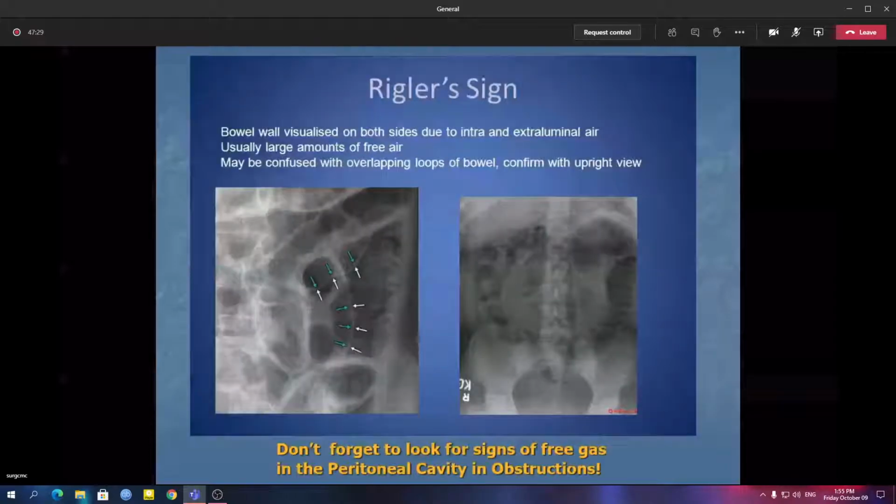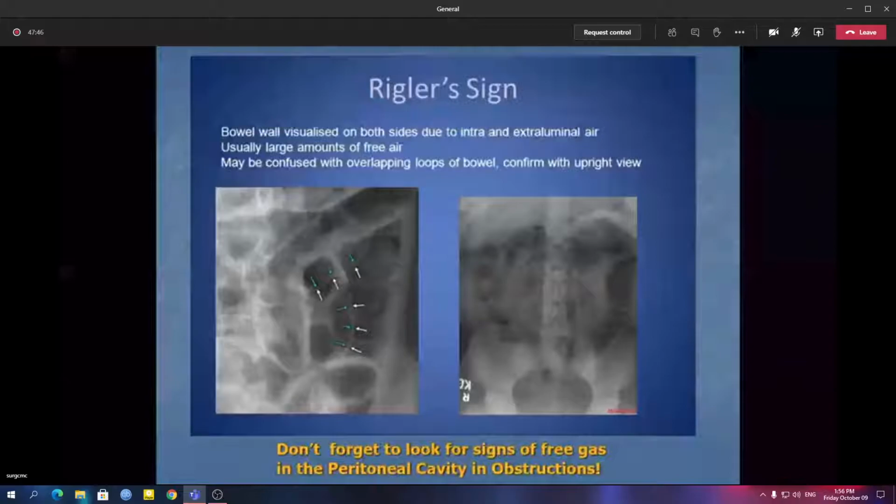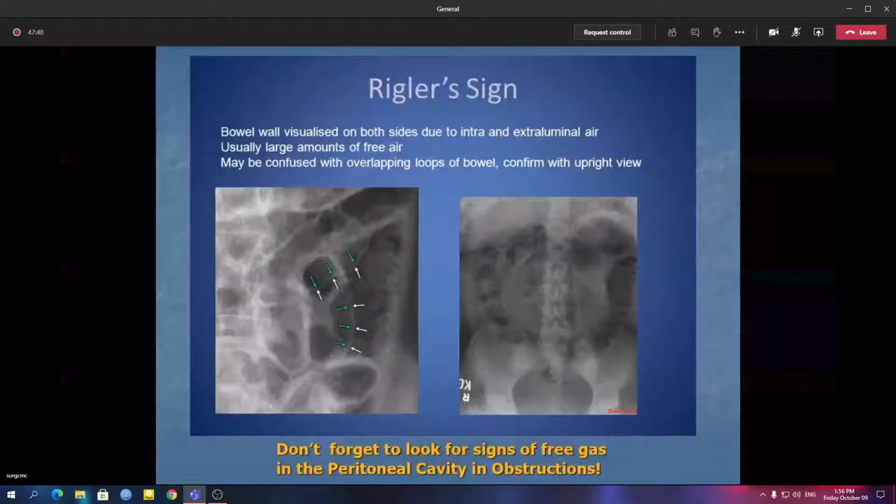Now, in obstruction, there is one thing to remember: if you get an intestinal obstruction, please don't forget to look for free gas under the diaphragm, because as I discussed in peptic perforation, there can be free gas under the left hemidiaphragm, and there was intestinal paresis, and you can see a fluid level within the stomach.